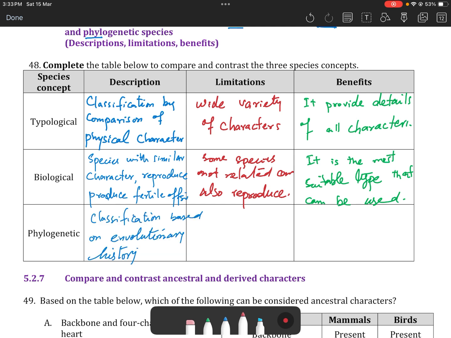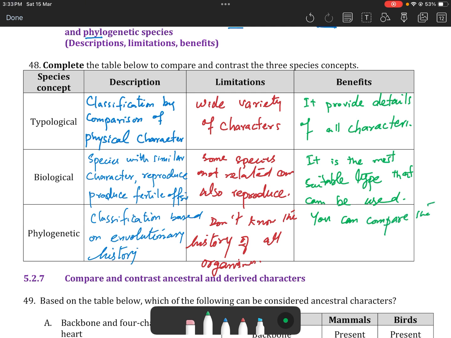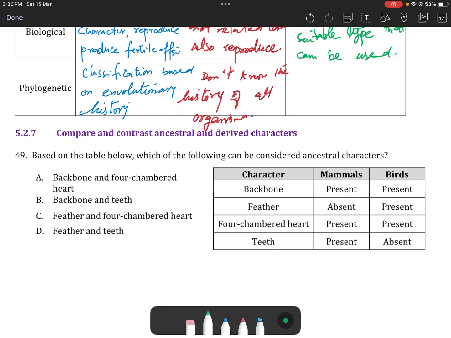But what's the drawback? We don't know the history of all the organisms, right? We don't know the history of all organisms, and it's not possible to keep the records of all organisms. And what's the benefit? The benefit is that you can compare the organisms based on molecular data. So you can get the ancestral data and you can compare them based on their DNA and RNA things.